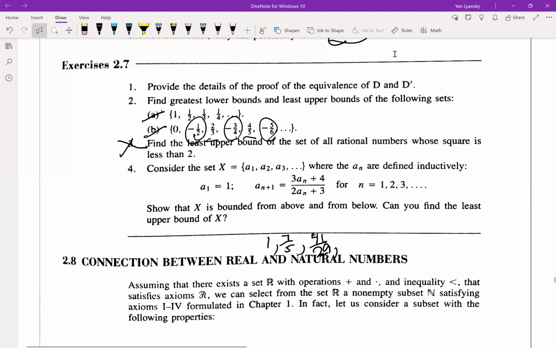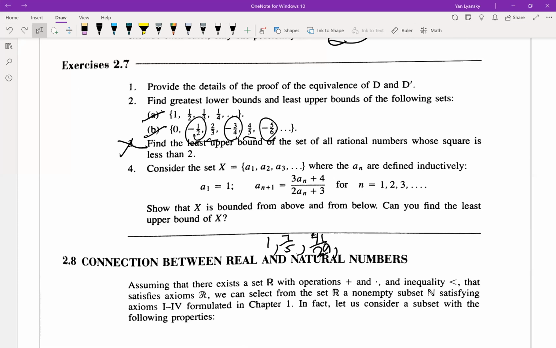So what can we say? Can we find a bound for this sequence, assuming we start with the number 1? Because if you start with 10 million, maybe it's a little different. The way you get the next term, the numerator is always greater than the denominator, and it's positive. So we know there's a greatest lower bound, and that's 1.